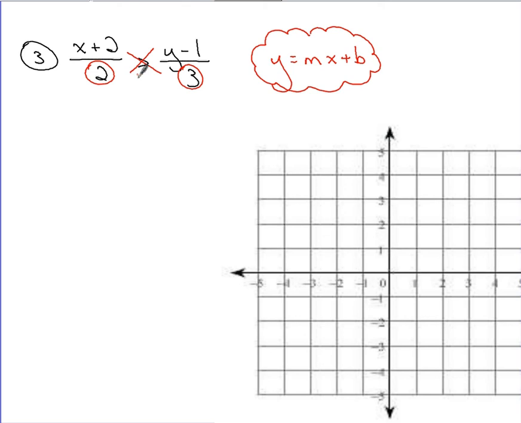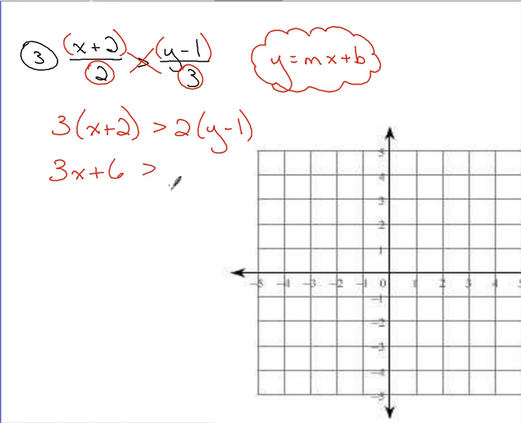So if I take, say, this 3 here, and multiply this quantity of x plus 2, I do have to understand it is a quantity of x plus 2, so that 3 will get distributed through. I'll have that on the left side of the inequality. On the right side, I'll take 2 times this quantity of y minus 1. Once again, I need the parentheses, that is significant. Now do some distributing, so 3 gets multiplied through here. We have 3x plus 6, that's greater than 2 gets multiplied through here, we get 2y minus 2.